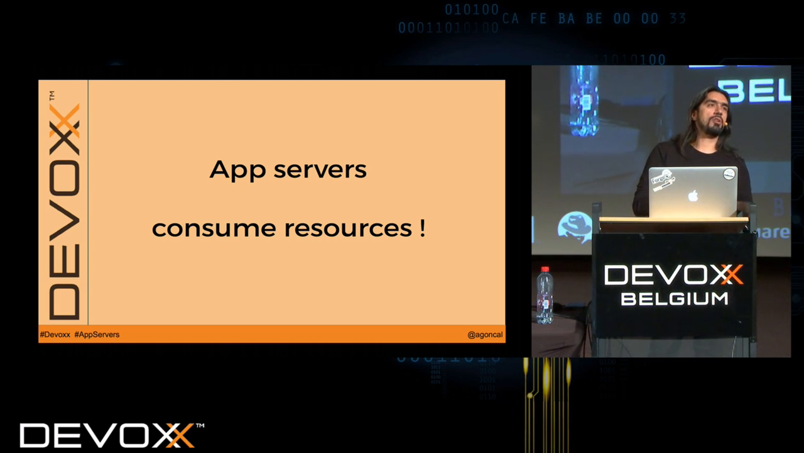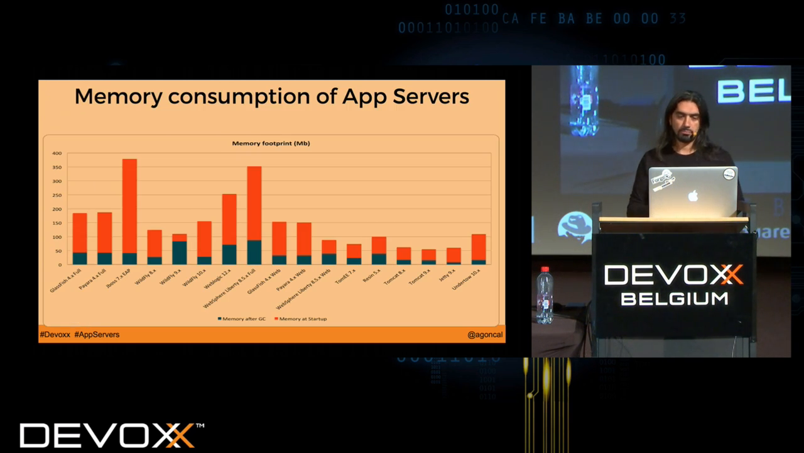Application servers are huge and they consume a lot of resources, mostly hard drive and memory. I did the same thing. That was a bit more tricky, but I took all these application servers. I measured them with JConsole and left it for a few seconds. I triggered the GC to see how much a completely empty application server consumes in memory.